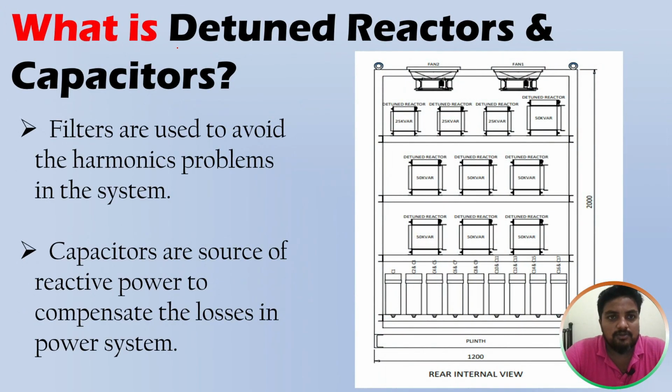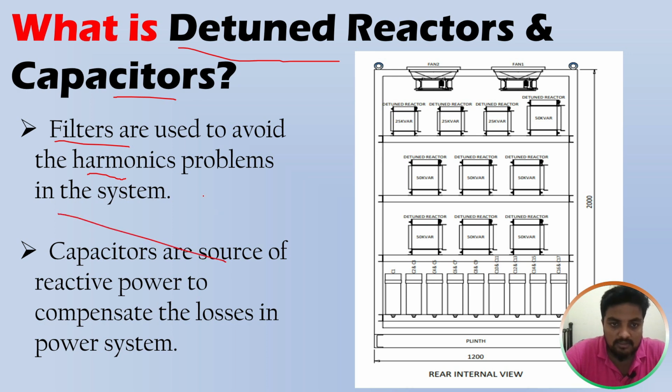In the next slide, we are going to see the detuned reactors and capacitors. As we know, we use AC power supply for general purposes, and all our power systems are related to AC power supply. AC power supply has many semiconductor loads and inductive loads. Due to those loads, harmonic oscillation is generated inside the voltage waves. That is called harmonics. Due to these harmonics, the system will be unstable. That instability we have to avoid in the system, so for that reason we use a filter.